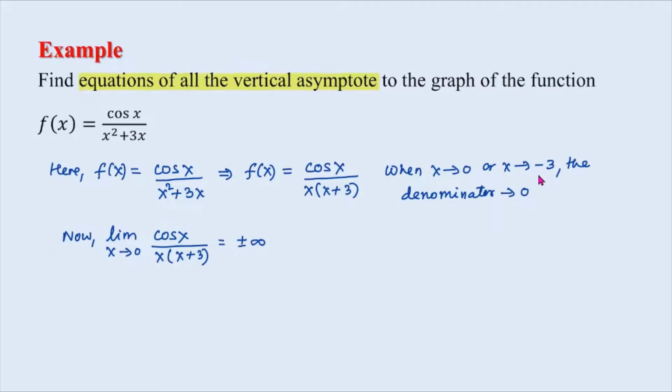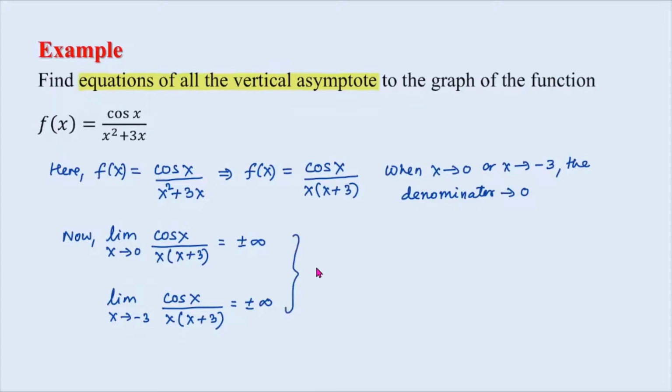Similarly, let's find the other limit when x approaches -3. Limit as x approaches -3 of cosine x over x times x plus 3. So here also, if we look at it carefully, we can see that in the denominator there is x plus 3. So that quantity will be approximately 0 when x approaches -3. But these values, cosine -3 is a finite value, and this one is -3, that's a finite value. So when you divide, that is also a finite value. When a finite value is divided by a very small value, which goes to 0, then the result will be either positive infinity or negative infinity, depending on the sign.